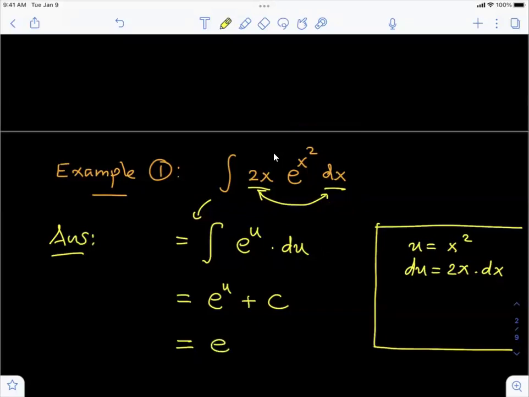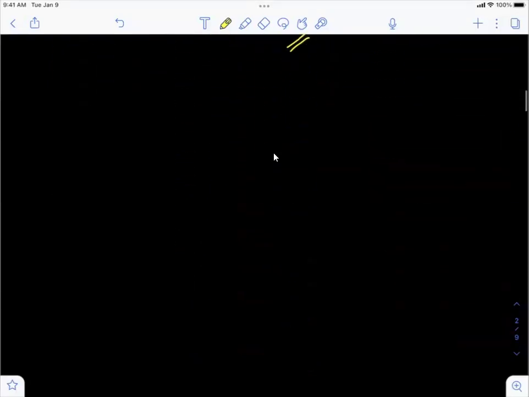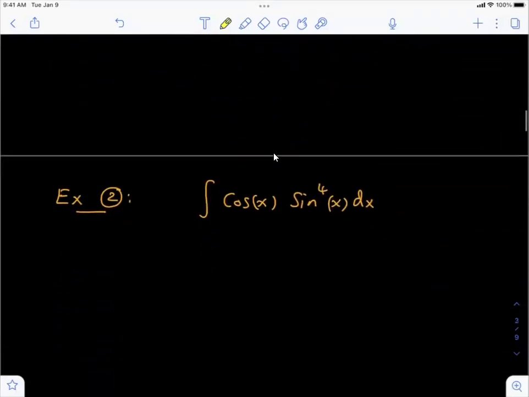So e to the u is none other than e to the x squared, and then plus c. So let's have this practice now. Do you see? It's that simple. Let's use it in a few examples.